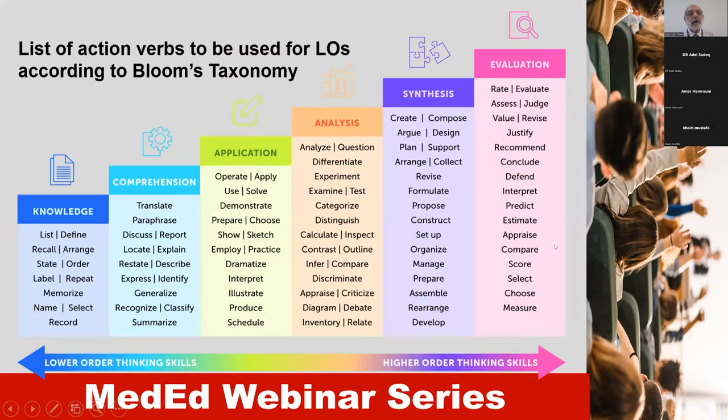Here is a list of action verbs that can be used to describe learning outcomes according to Bloom's taxonomy. For example, in knowledge, the action verbs that can be used are list, define, recall, or arrange. In the synthesis level, the action verbs would be create, compose, argue, or design. And in the evaluation stage, maybe assess, judge, value, revise, and so on.